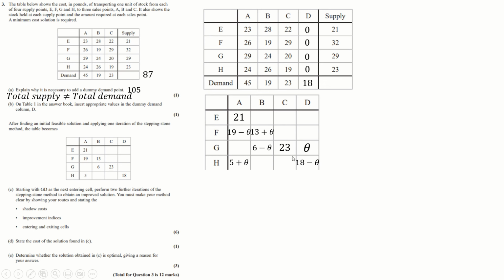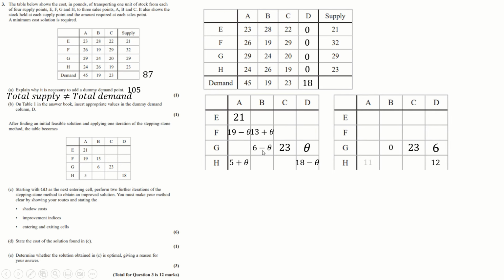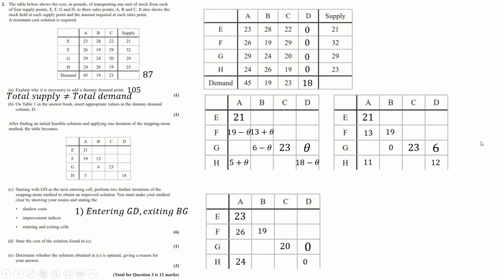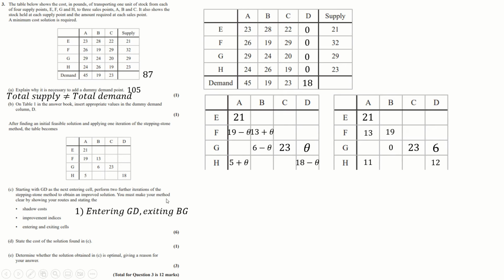We now maximize theta. All of these need to be positive or 0. So the max theta can be is 6 to make that one 0. And we end up with this. So the entering cell is GD, and the exiting cell is GB, or BG, I guess. And yeah, now it says do 2 iterations, right?